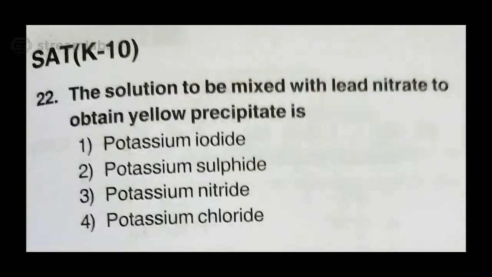To lead nitrate to obtain yellow precipitate, it's potassium iodide. It is mixed with lead nitrate. It results in precipitation that is yellow in color. So the answer is potassium iodide. Potassium iodide combines with lead nitrate to form a yellow precipitate. So the first option is the right answer.